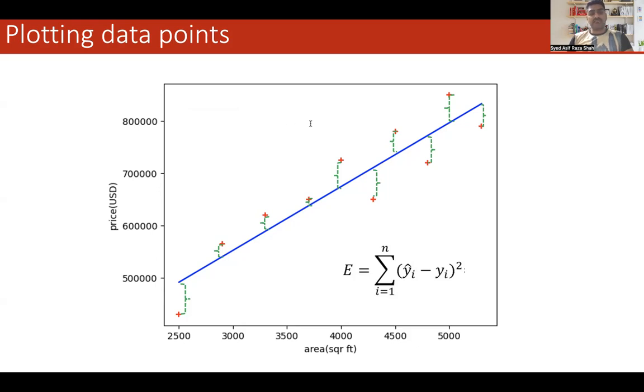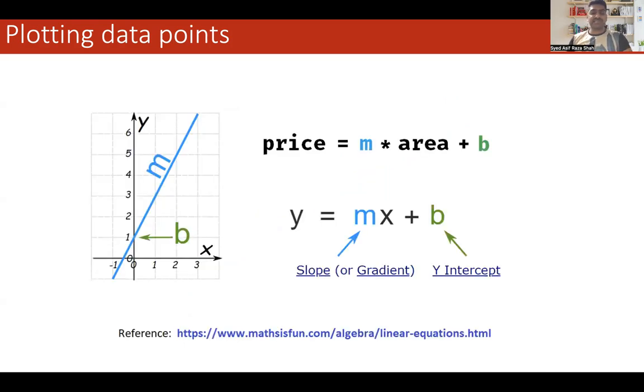Now if I remember my algebra class, we have some equations like this. I got this from this website. You can see here we have a slope, which is called m, and we have the intercept, which is called b. And here we have two variables, the price and the area, which we currently have in our data set. So in our data set, we have two variables, two values: one is the price and another is the area.